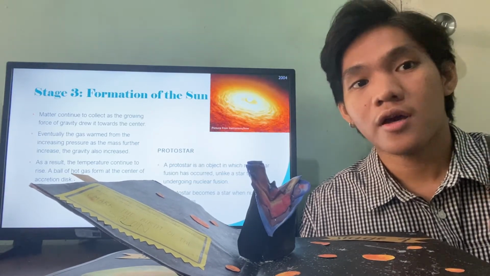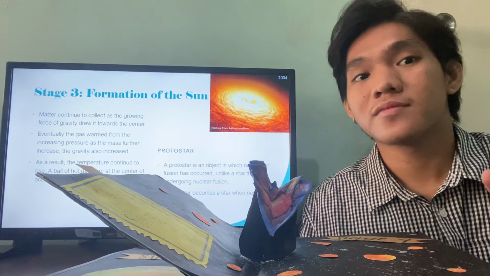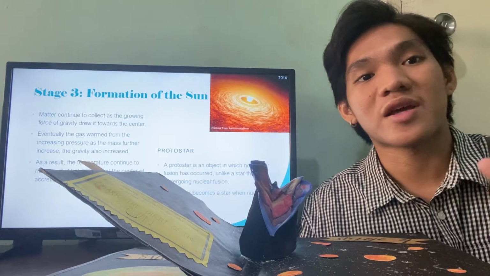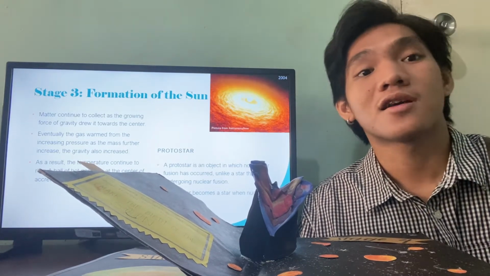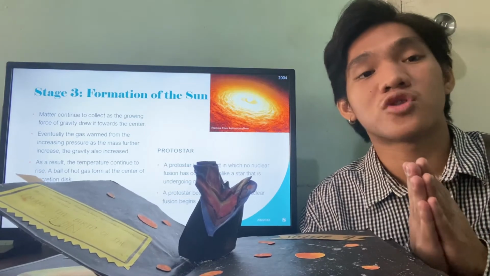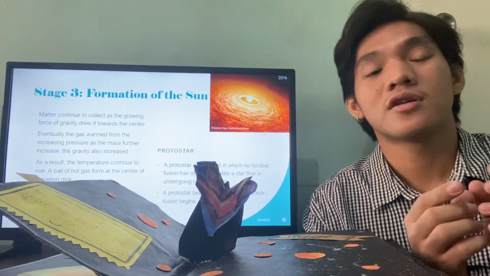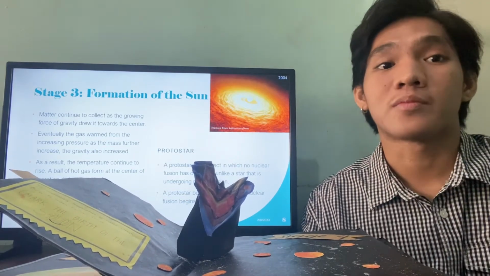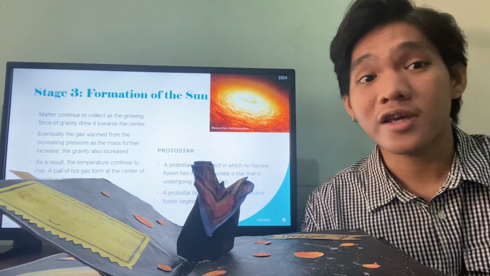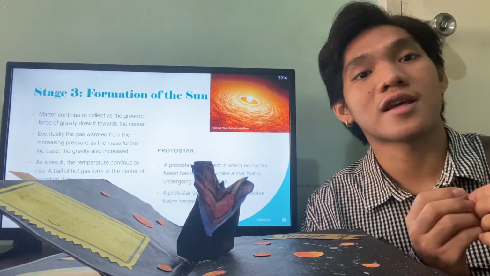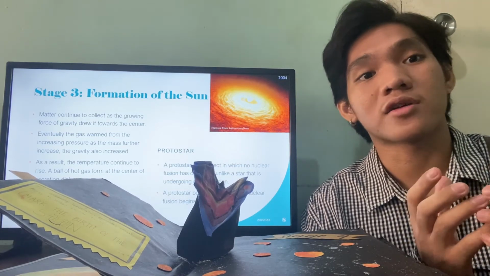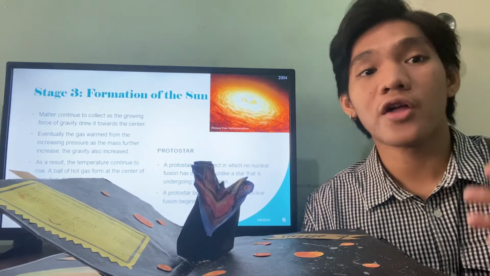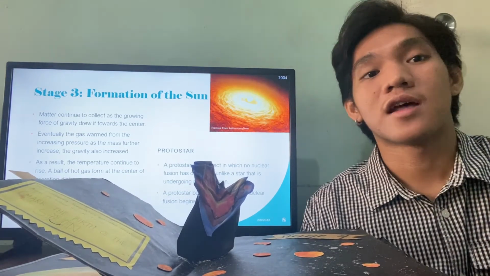What is nuclear fusion? Nuclear fusion is when hydrogen, in this case, because if you remember earlier, the clouds of gas and dust are made up of hydrogen, helium, and other ionized gases. When hydrogen is subjected to intense heat and pressure, two hydrogen atoms will combine and create a helium atom. In the same way, other helium atoms in the center of the sun would also combine under intense heat and pressure, and it would continue until it creates other elements in the periodic table. That is nuclear fusion.